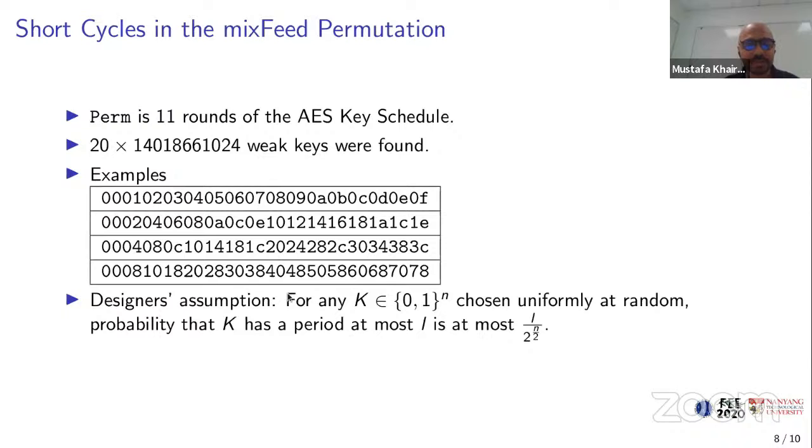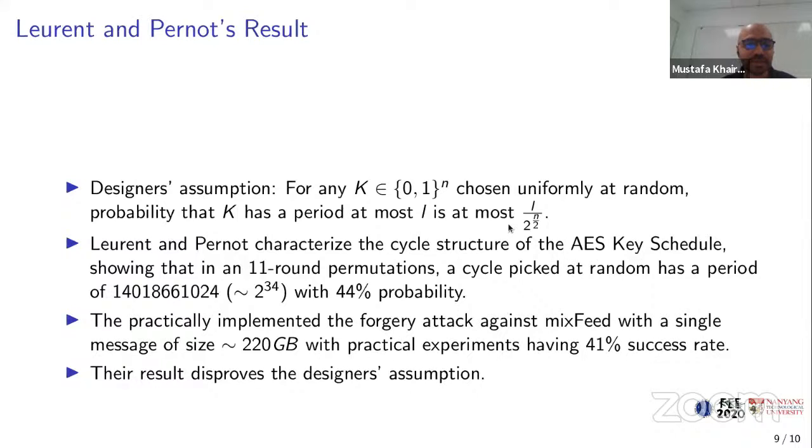And shortly after, the designers provided an assumption that for any session key chosen uniformly at random, it will have a cycle of length L with at most this probability, and this would allow proving the security. Subsequent to this, recently, as I said, Laurent and Pernot studied the cycle structure of the AES key schedule and show that this cycle length has a probability of 44%, and this allows forgery with 220 gigabytes of data. And this shows that the assumption is not correct.